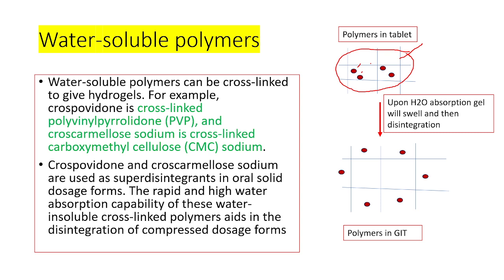When we take the tablet into the stomach, the polymer will absorb water. From the GIT, the water will enter into the polymer, and then swelling of the polymer will take place. Here the volume of the polymer is small, but here the volume of the polymer has increased. Once the swelling happens, slowly the particles or excipients will move outside. Hence, these water-soluble cross-linked polymers will act as disintegrants.